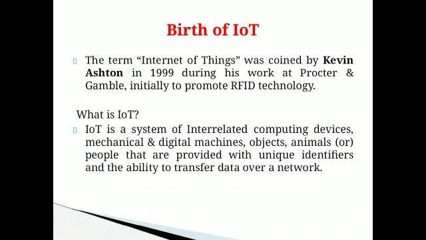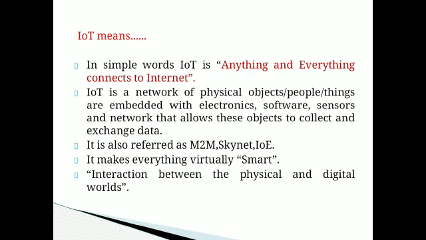What is IoT? IoT is a system of interrelated computing devices, mechanical and digital machines, objects, animals, or people that are provided with unique identifiers and the ability to transfer data over a network without requiring human to human or human to computer interaction. There are various number of IoT definitions. In simple words, IoT is anything and everything connects to internet.